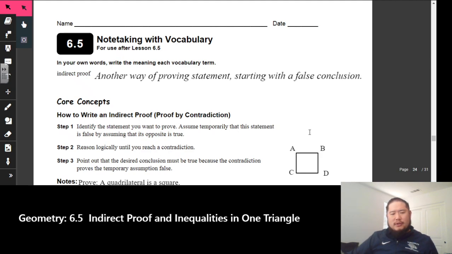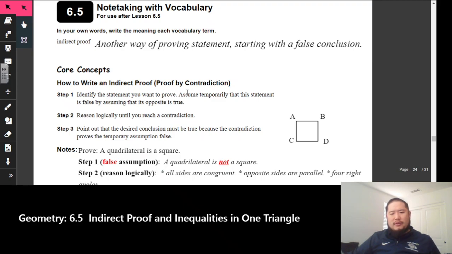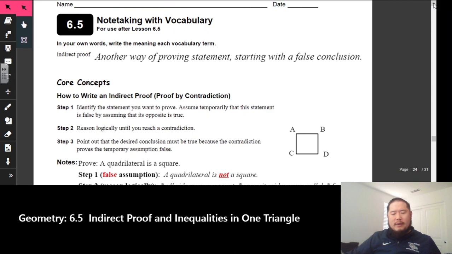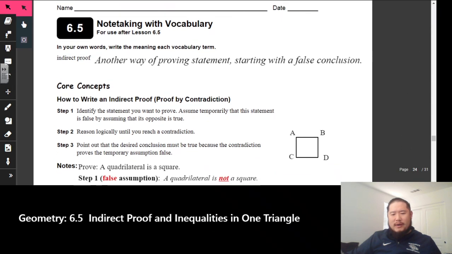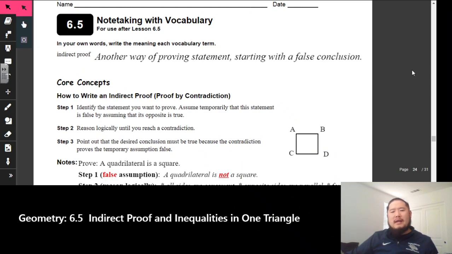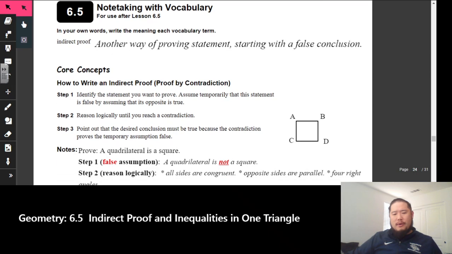And so let's remember, step one, we're going to identify the statement and we're going to come up with a false assumption. So I put right here, a quadrilateral is not a square. Something as simple as that, right? Something that is a temporary statement that assumes that the opposite is true. Okay, so let's go to step two. We're going to reason logically, and I'm going to list all the things that I know right here. Okay, we know that all sides are congruent. Okay, so that makes up a square. We have opposite sides are parallel. We have four right angles. So those are all things that we can come up with as far as what a square is, right?